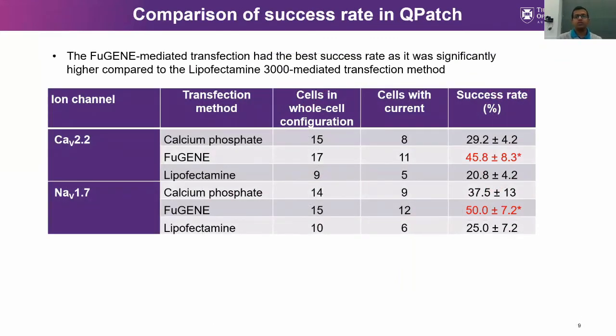Finally, we wanted to measure the success rate of each of the transfection methods. We tested 24 cells using calcium phosphate, FuGENE, and Lipofectamine 3000 mediated transfection, and the success rate was measured by determining the percentage of cells that successfully completed the experiment and produced reasonable CaV2.2 or NaV1.7 currents. From the table, you can see that the FuGENE-mediated transfection had the best success rate as it was significantly higher compared to the Lipofectamine 3000 mediated transfection method.